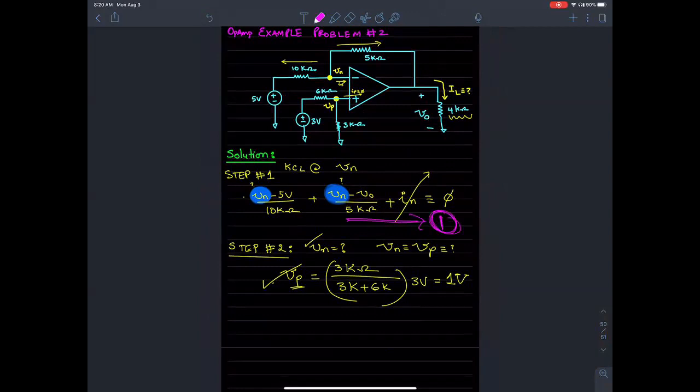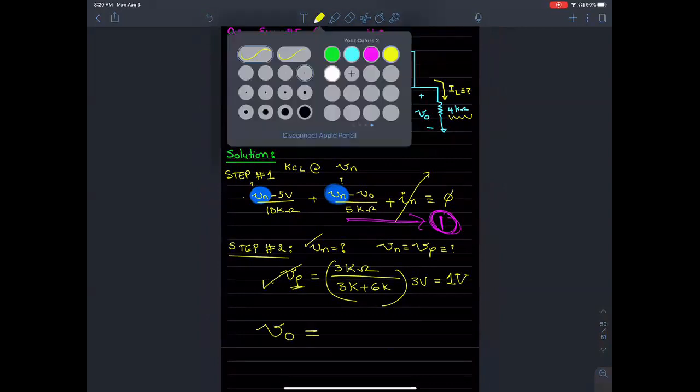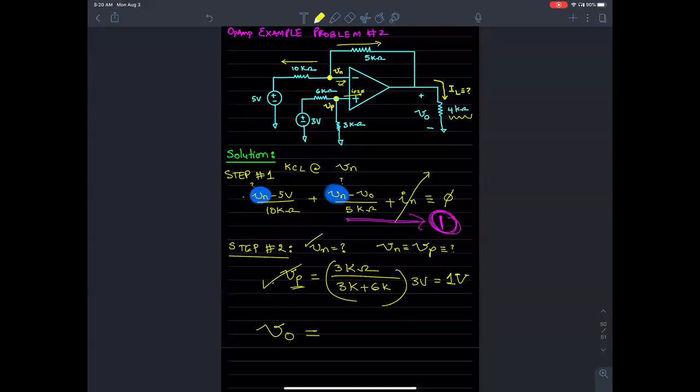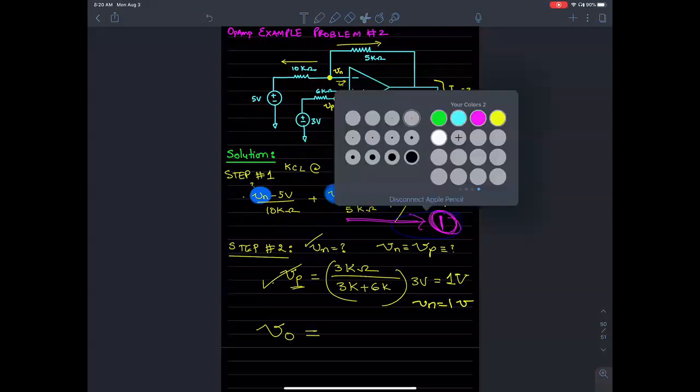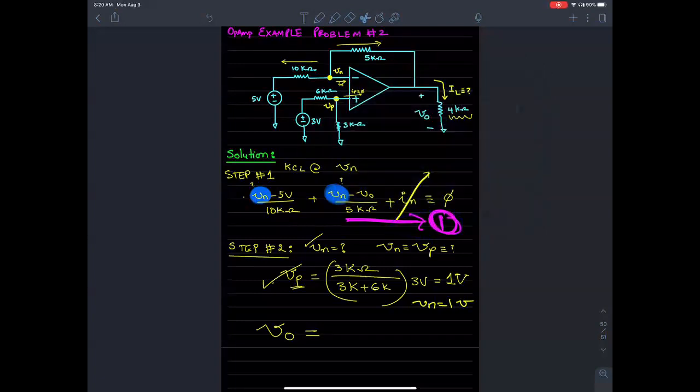I'll call this equation number 1 and get a value for V out. What would be the value for Vo? If you plug in a value of Vn equals 1 volt into equation 1, what do you think is the value for Vo? -1 volt. -1 is correct.